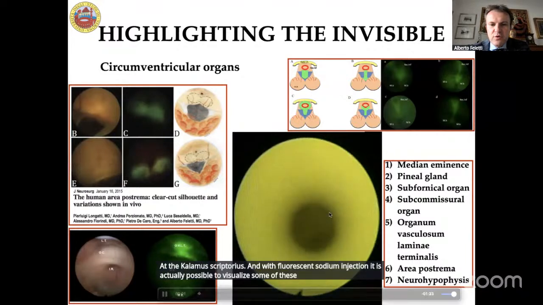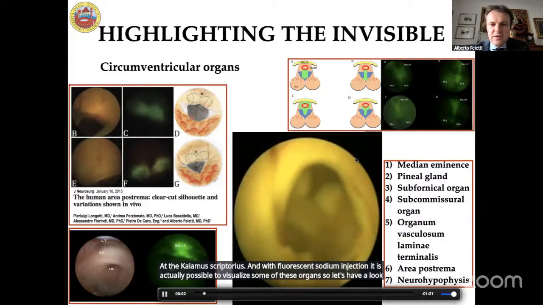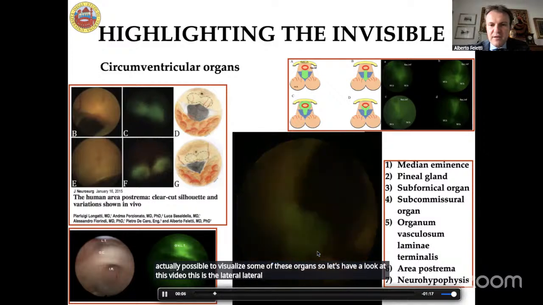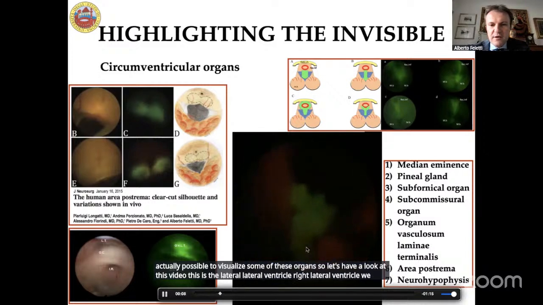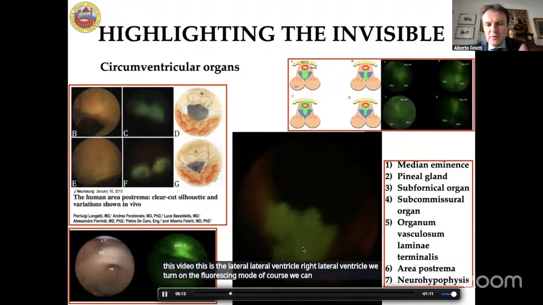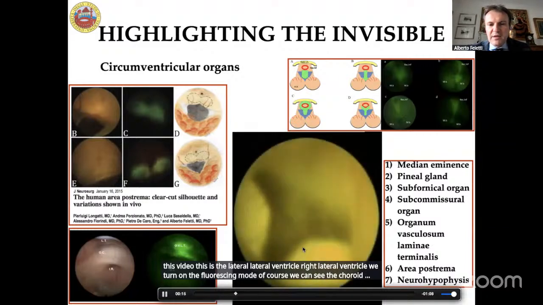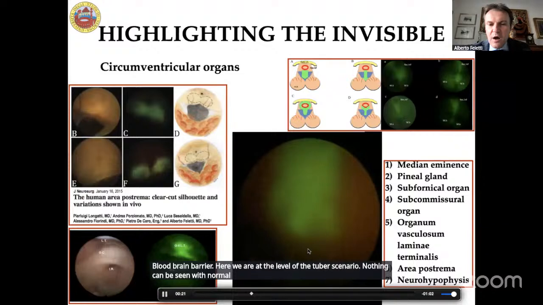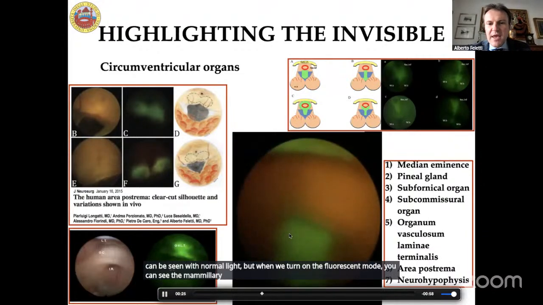So let's have a look at this video. This is the lateral ventricle, right? Lateral ventricle. We turn on the fluorescence mode. Of course, we can see the choroid plexus because it has no blood-brain barrier. Here we are at the level of the tuber cinereum. Nothing can be seen with normal light, but when we turn on the fluorescence mode, you can see the mammillary bodies and the median eminence.